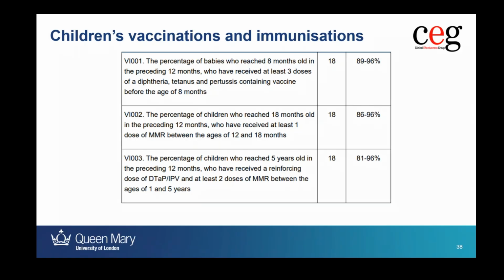The QOF rules have not changed for the indicators. It's not so much about QOF changes. VI 1 to 4 is 1 to 3 for children, and 4 is about shingles for adults. They are unchanged compared to last year.